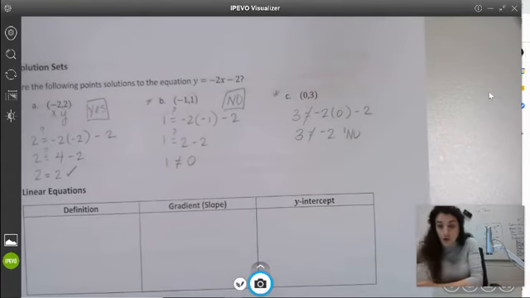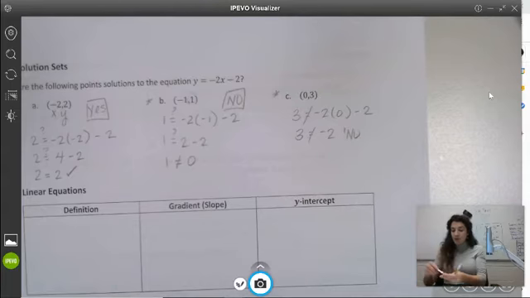So that is pretty much all that's going on with that. It's just something that pops up every once in a while on your questions of, is this point a solution to this equation, whether it's linear or not? And it's just as simple as plugging it into the equation and then seeing if it holds true.